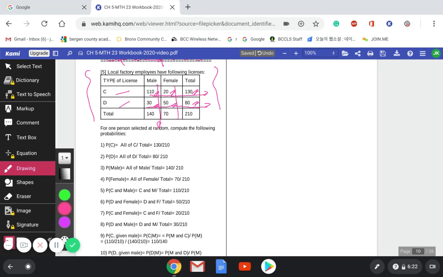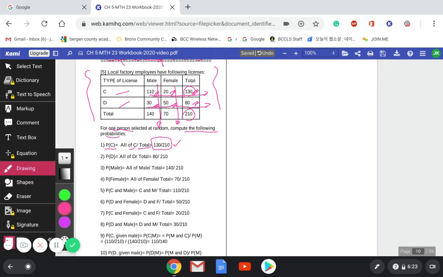Okay, so from here, one person is selected at random. Compute the following probability. You choose one person. What is the probability that person has a C driver license? The way you get a probability is total of C divided by the entire amount. So 130 out of 210, because there are 130 people who have a C license, and there are 210 people altogether.